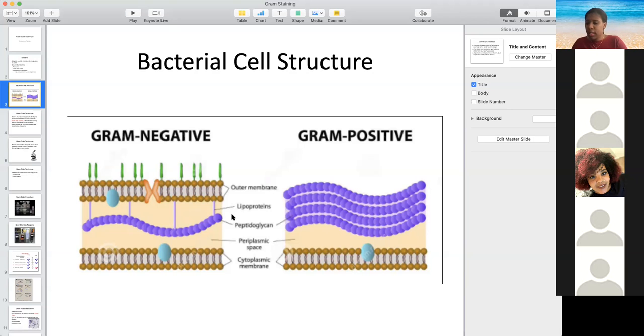This peptidoglycan layer is the major component of the bacteria cell wall. When we do the Gram stain technique, it's going to be based on the structure of this bacteria cell wall that's made up of this peptidoglycan. It's either going to be a thin layer of peptidoglycan or a thick layer. And the color of that Gram stain at the end of that process tells us about this bacteria structurally.